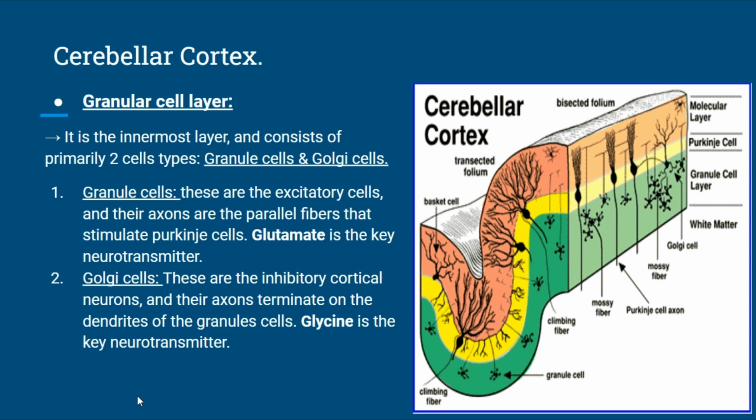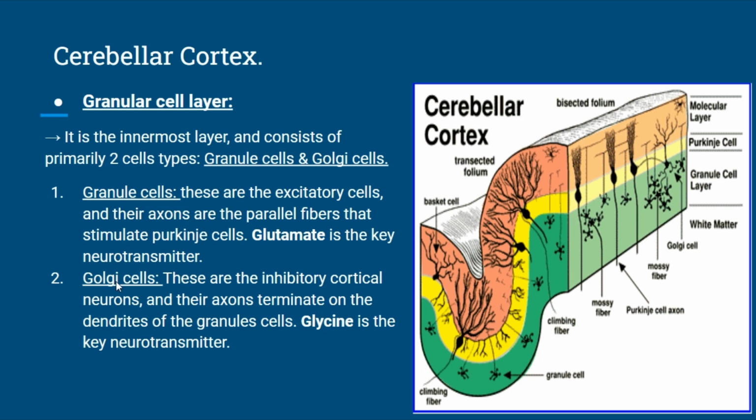The last one is the granular cell layer, which is the innermost layer. This green layer right here is the granular cell layer, and it consists of primarily two types of cells: granule cells and Golgi cells. The granule cells are excitatory cells, and their axons are parallel fibers that stimulate the Purkinje cells, and the key neurotransmitter here is glutamate.